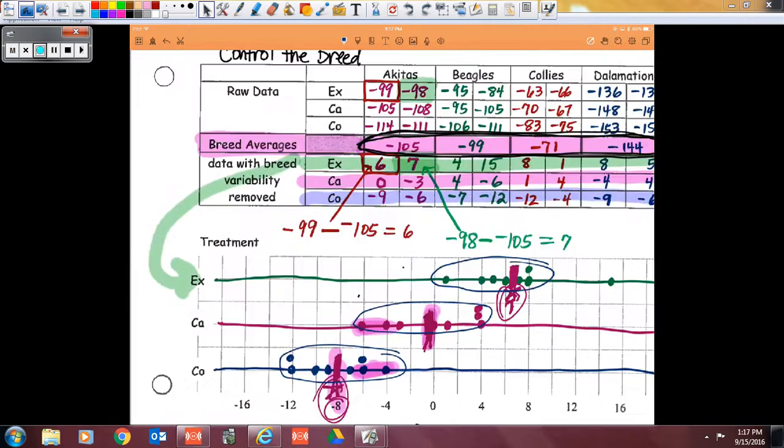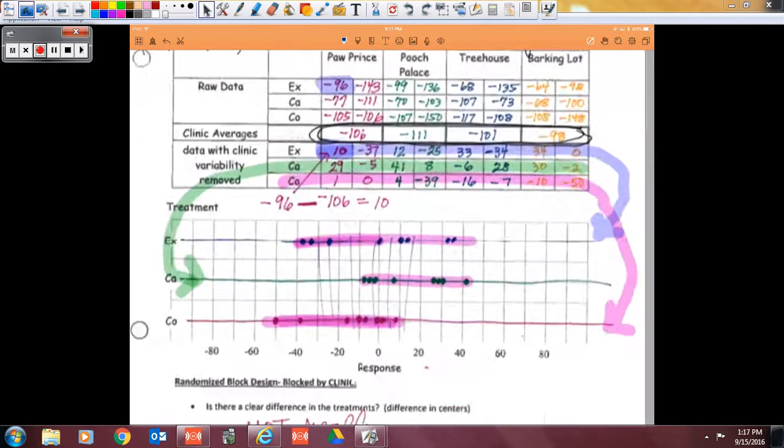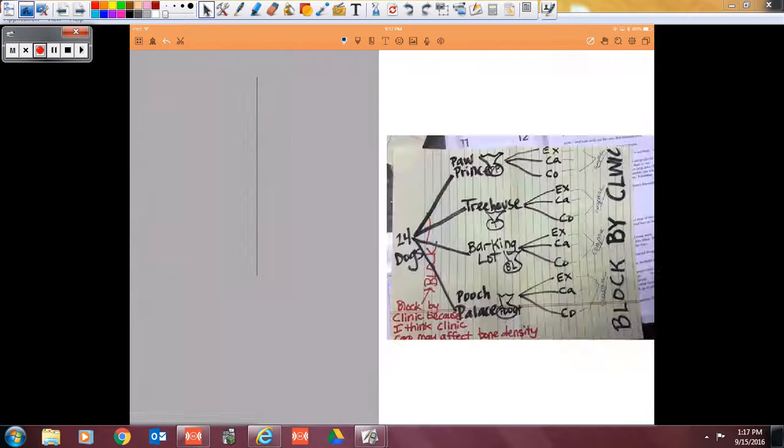Breed, do you remember here, from negative 71 to negative 144, breed had a lot more variability in it, so when we took that out, it condensed all the data together. Clinic, did it have very much variability in it? It just went from like negative 98 to, I mean, look, it just moved a little. So we didn't have as much variability. So we didn't take away as much, and so it didn't make it look quite as nice.